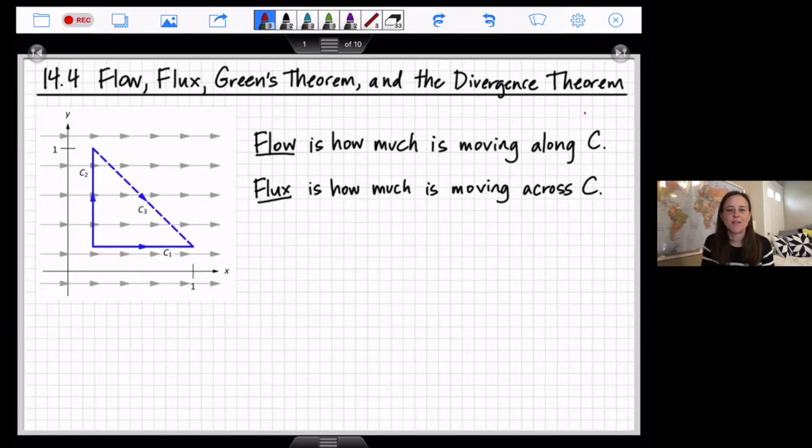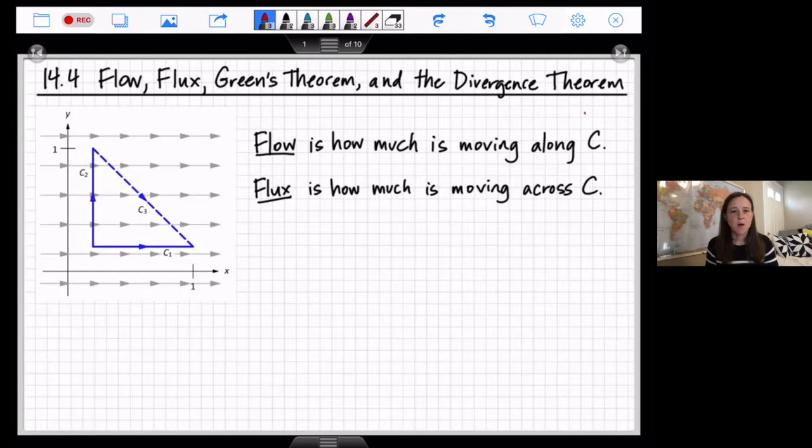Two more things we're going to be able to calculate with line integrals over vector fields are flow and flux. This is going to calculate how much of something is moving along a curve or moving across a curve. So the flow is how much is moving along the curve. And this could be how much water, how much electricity, whatever that vector field represents. We have three different curves in this graph here, C1, C2, and C3.